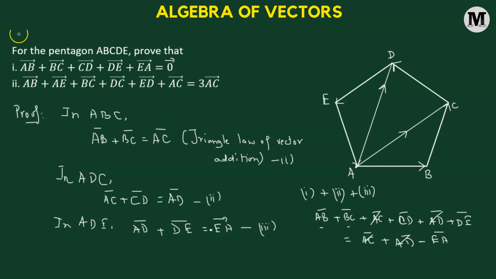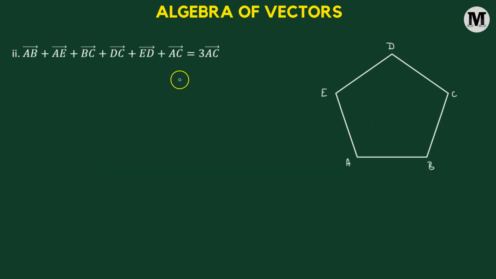Now let's go to the second one. In order to prove this, we'll start with the side AB and represent it with a vector going from A to B. Next, we'll consider the side AE and represent it with a vector going from A to E. Then we'll consider the side BC and represent it with a vector going from B to C. Then we have DC vector. So we'll consider the side DC and represent it with a vector going from D to C.